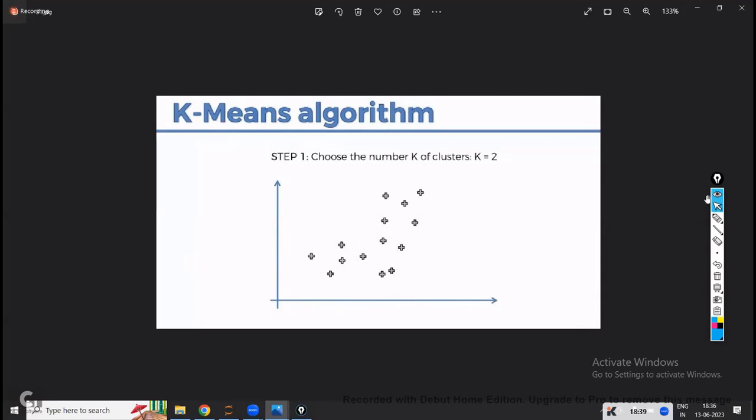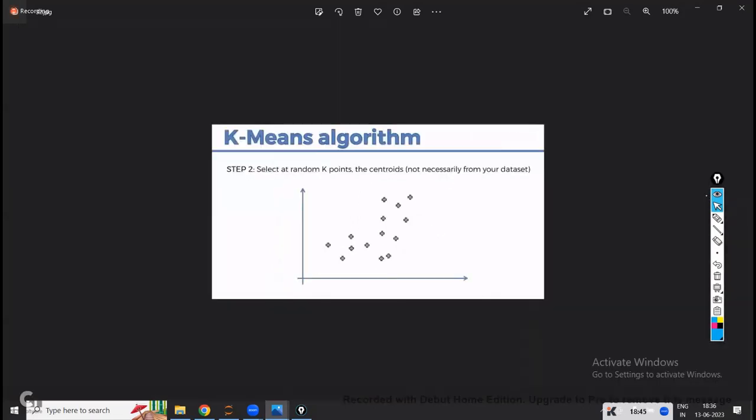Now, first k equal to 2. I'm going to start with k equal to 2. Once I have taken k equal to 2, select k random points, so take any 2 random points. Step number 2.